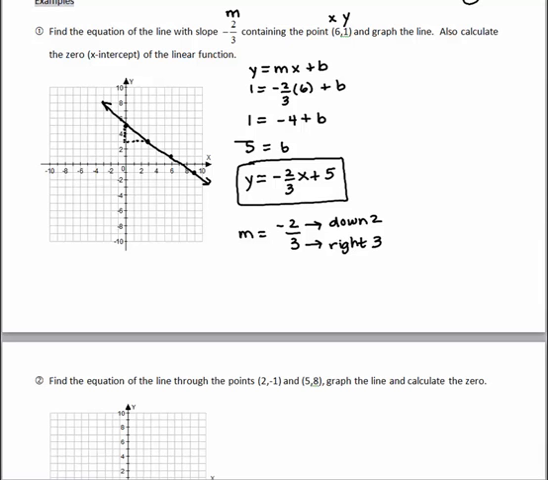The last thing we were asked to do was to calculate the 0, or the x-intercept. Again, just a reminder, when you calculate intercepts, whatever intercept you're finding, you set the opposite variable equal to 0. So to get the x-intercept, I have to set y equal to 0. So, using the equation that I found, and putting 0 in for y.